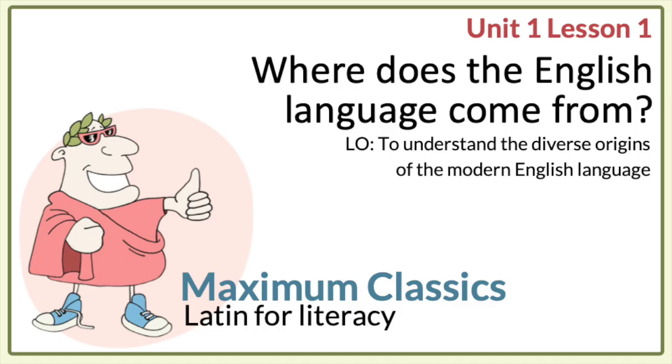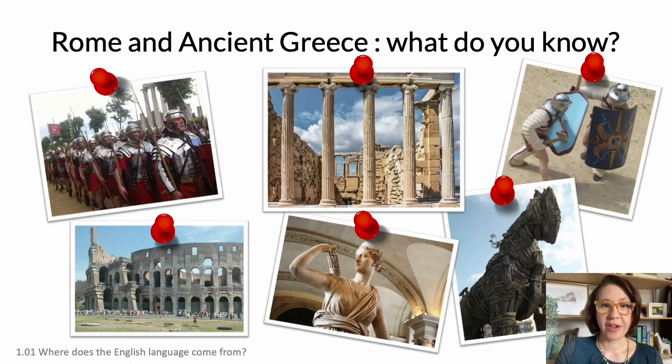So the inquiry question here is, where does the English language come from? And the objective for the lesson is for students to understand the origins of the English language and the effect of historical events on it. First, let's have a warm-up and see what your students know about Rome and ancient Greece, since we're going to be exploring them a lot in this course. Get them to have a look at these picture prompts and see if they can talk about any of them. In fact, you can press the pause button yourselves and see if you can do the same.